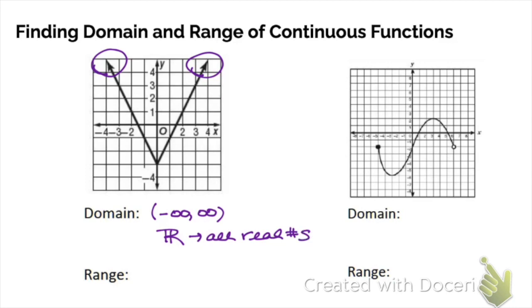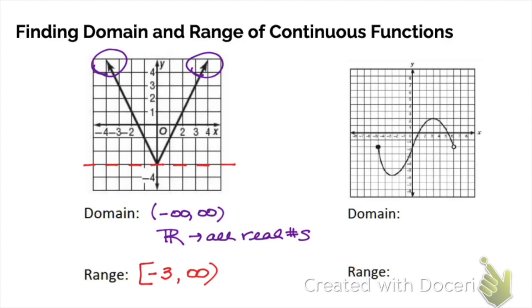For the range of the graph, the bottom of the graph is at this V shape down here, which is at -3. That is included, so we're going to use a bracket. However, the tops of those graphs are going up to positive infinity, so we can't close that in.